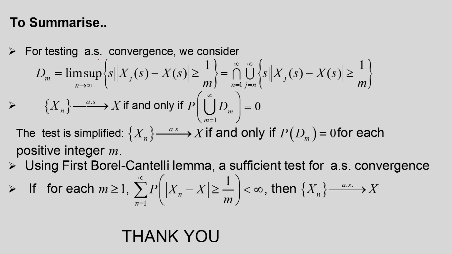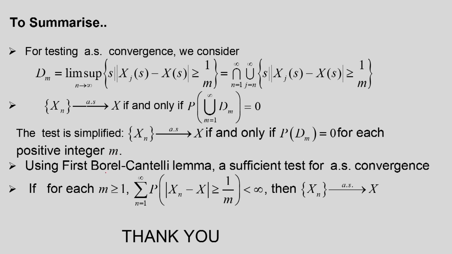And then for testing almost sure convergence, we consider this event Dm. What is Dm? It is the limsup of the event of s such that mod of xn(s) minus x(s) should be greater than or equal to 1 by m. This is given by the definition of limsup that we are considering here. And now we have a necessary and sufficient condition: xn converges almost surely to x if and only if the probability of the union of Dm, m going from 1 to infinity, is equal to 0. The test is simplified: xn converges almost surely to x if and only if the probability of Dm is equal to 0 for each positive integer m.